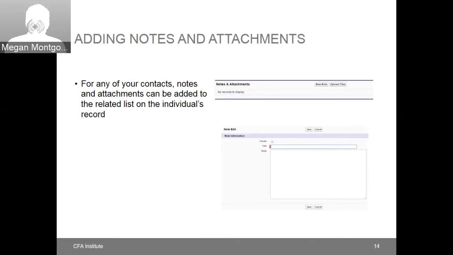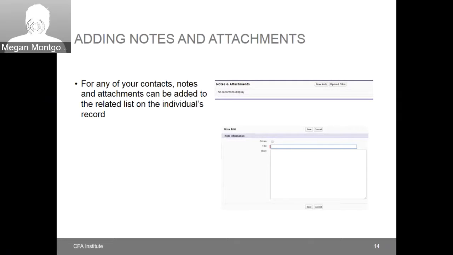So then one other thing that you're able to do in MemberNation is you're able to add notes and attachments to your records. So for any of these contacts that you've either added yourself or that we've added for you, you would be able to add notes or attachments to their records.